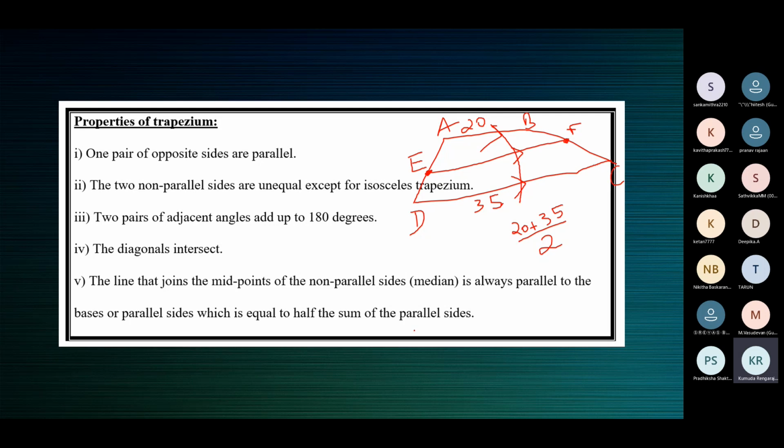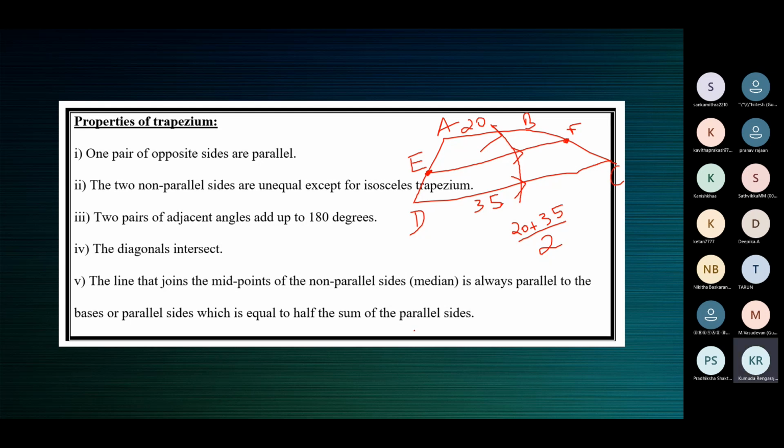One pair of opposite sides parallel, which is a definition. Then the non-parallel sides are mostly unequal, except in the case of an isosceles trapezium. If they're equal, it's an isosceles trapezium. Two pairs of adjacent angles are supplementary. Diagonals intersect, not at right angles. They don't bisect each other. Intersect and bisect are different. They just meet. They don't divide each other equally.